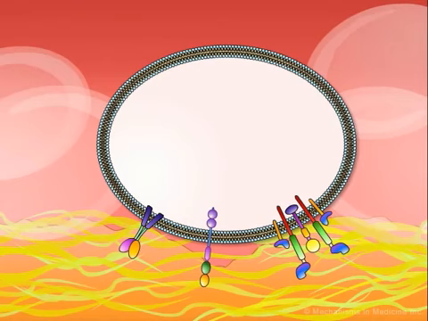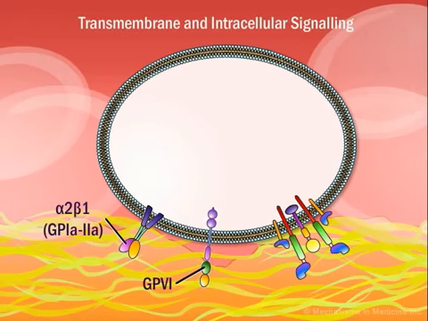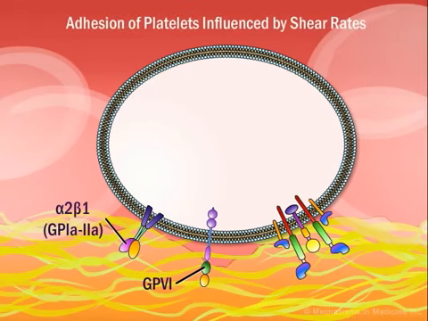Initial binding of platelets is considered to occur via the integrin alpha-2 beta-1 (GP1a-2a) receptor, which allows for further binding to collagen via the GP6 receptor, initiating transmembrane and, subsequently, intracellular signaling. Adhesion of platelets to the exposed subendothelium is influenced by shear rates.